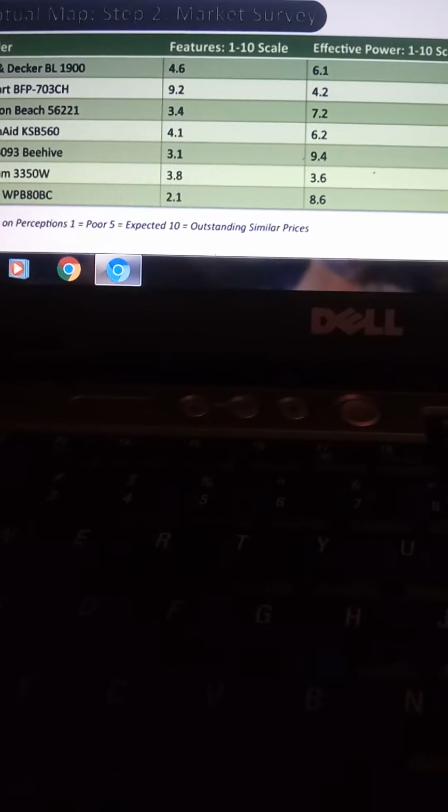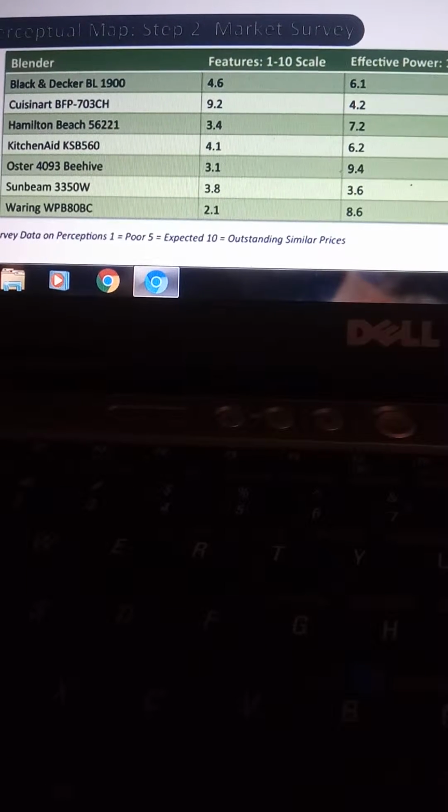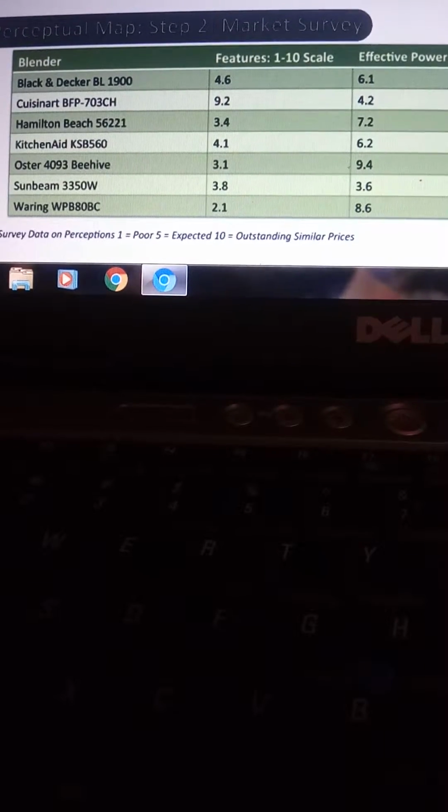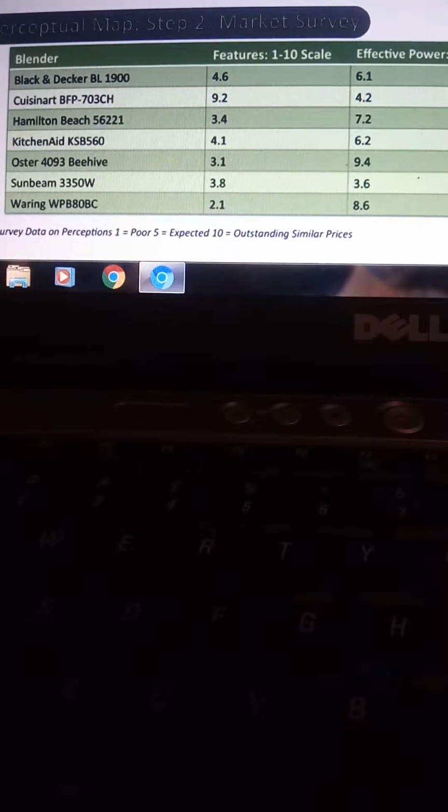In this slide, we show the results of a market survey done for competing brands of household blenders at about the $40 to $60 price point. The 2 evaluation criteria were features and effective power. A score of 1 on features meant that it had few features, whereas a score of 10 meant that it had many features. A score of 1 on effective power meant that it crushed ice very slowly, whereas a score of 10 meant it crushed ice very, very quickly.